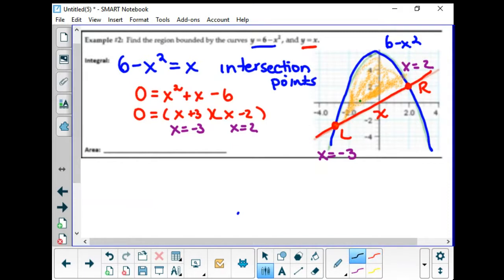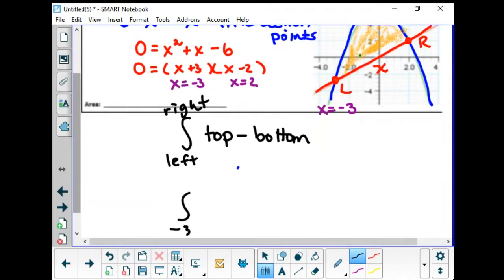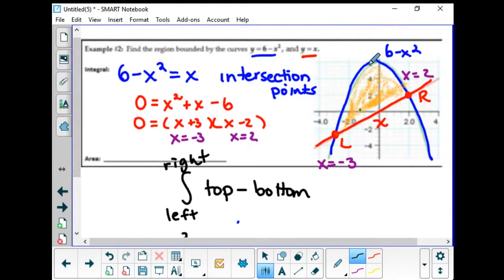Now, setting it up. Remember, we're going to integrate top minus bottom, left boundary, right boundary. So negative 3 to 2, 6 minus x squared minus x dx. Now, in both these cases, the quadratic happened to be on the top. That is not always the case, so don't make that assumption. If you're not sure which one's top or bottom, looking at a graph is going to be important to help verify that.